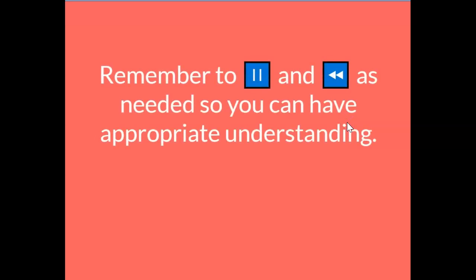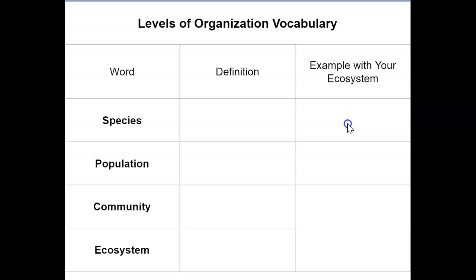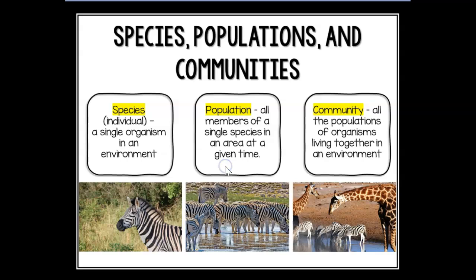Of course, make sure that you're pausing and rewinding as you need so that you can have appropriate understanding. We do have some digital notes that you'll take during this video, then you have an activity after. The digital notes are the first slide in that Google Slides activity that you're getting below this video in Canvas. I would definitely recommend keeping this up, so you can pause me and put down these definitions. You're also going to put in an example with your own ecosystem, so you can think about where you live and put an example there.